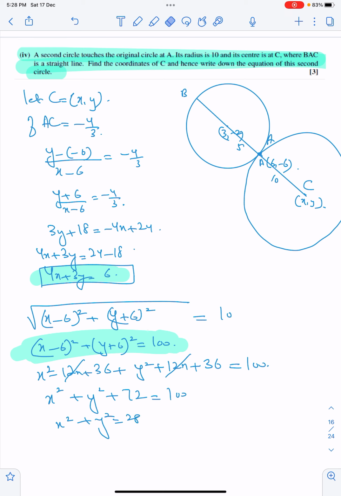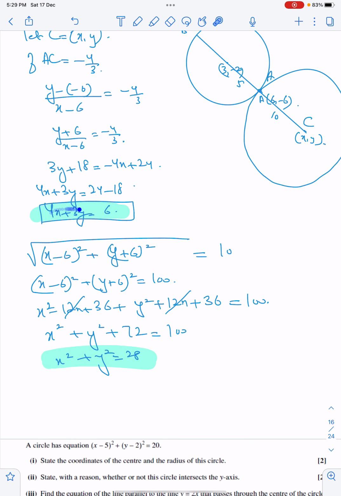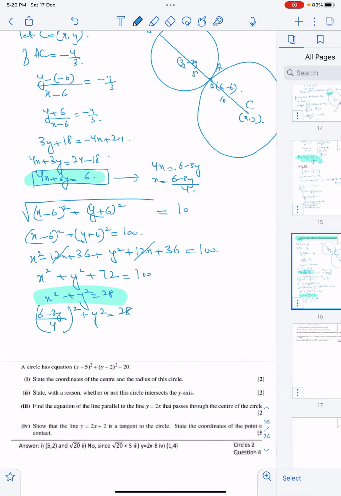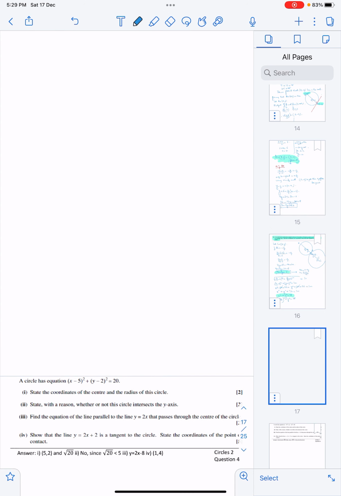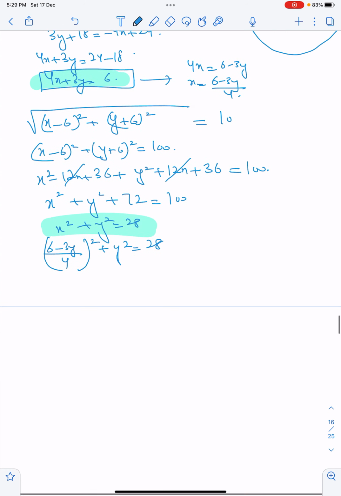I have to solve these two equations simultaneously now. I'm just making x the subject and putting it in this. From this, if I make x the subject, 4x equals 6 minus 3y, and x equals 6 minus 3y upon 4. So 6 minus 3y upon 4, the whole square, plus y square equals 28. I'm going to solve this and I will get the y coordinate of the center. Let's solve this now. 36 minus 2 into 6 is 12 into 3 is 36y plus 9y square upon 16, because the whole thing is squared.